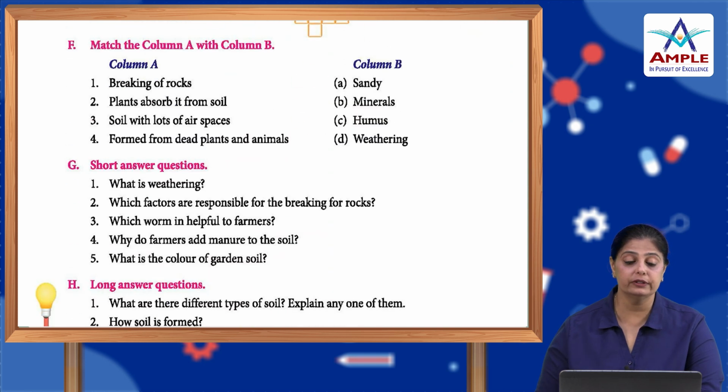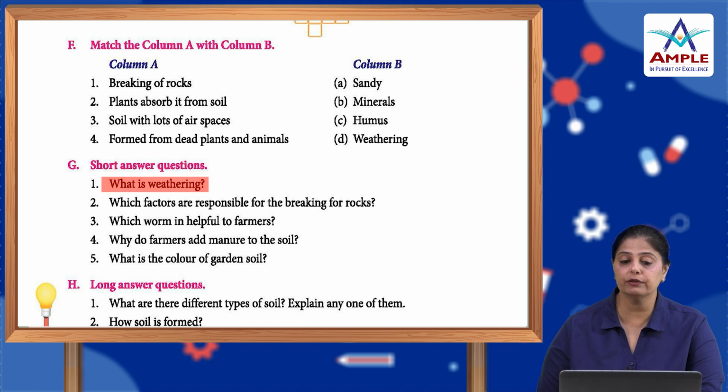Now next, match the column A with column B. Breaking of rocks is the weathering. Plants absorb it from soil. What do they absorb? They absorb minerals from soil. Soil with lots of air spaces is sandy soil, and formed from dead plants and animals is the humus. Alright. Now, short answer questions.